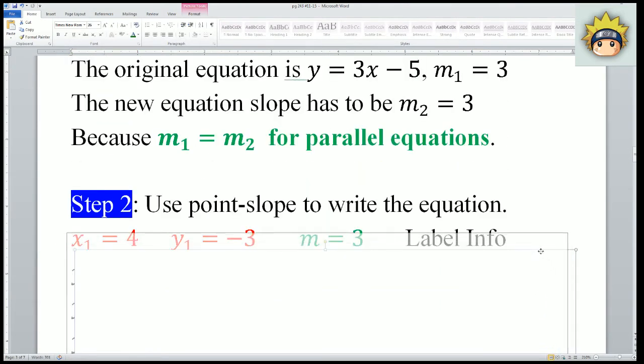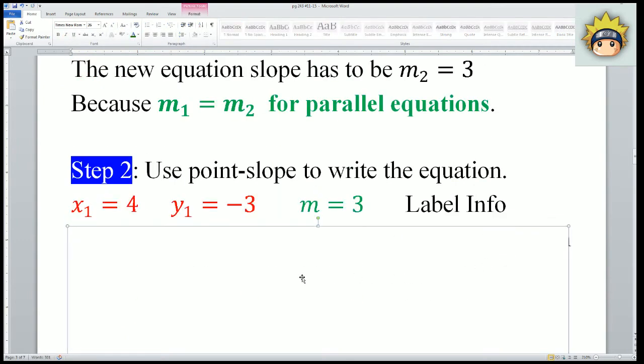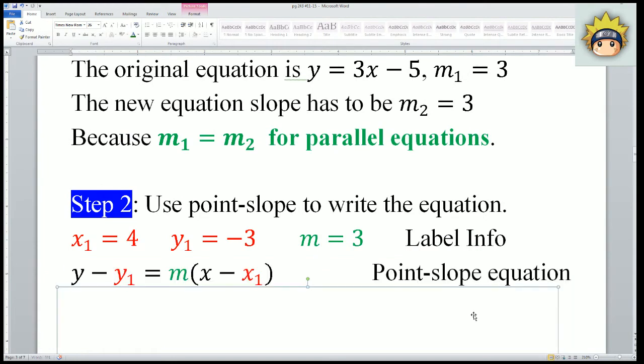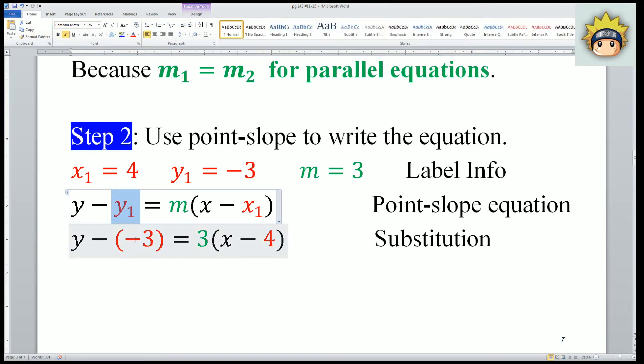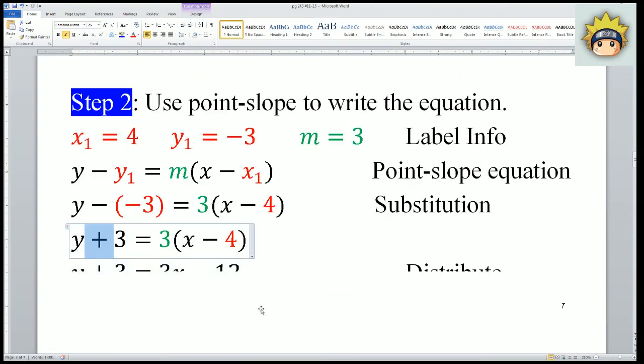Next, I should realize I'm going to use point slope because I have a point and I have a slope here. Let me color code this red for you. Label the information: x1 is 4, y1 is negative 3, m, which is the slope, is 3. Write the point slope equation. Make that substitution. y1 becomes negative 3, m becomes 3, x1 becomes 4. Subtracting a negative is the same thing as adding, so I simplify there.